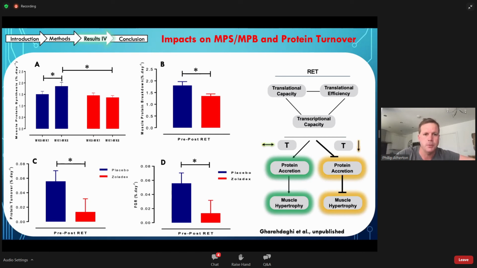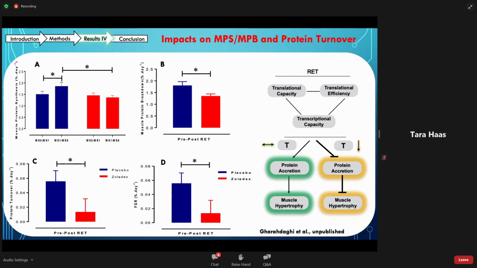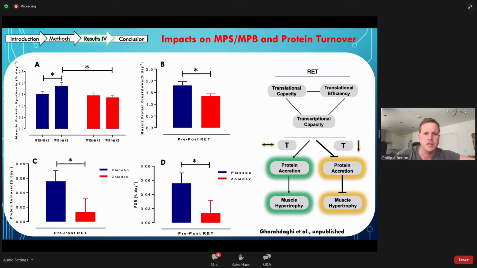Thanks. Well, maybe 2. Breakdown was also seemingly suppressed in the Zoladex group. And overall, if you look at the overall net fractional growth rate, and again, I would just refer anyone to look at the paper from the first half of the talk, you'll be able to see the derivations of these calculations. But again, protein synthesis is suppressed, and therefore muscle does not grow.